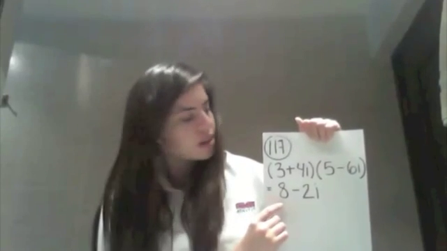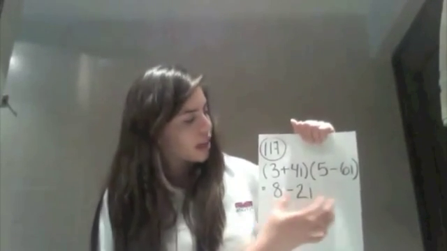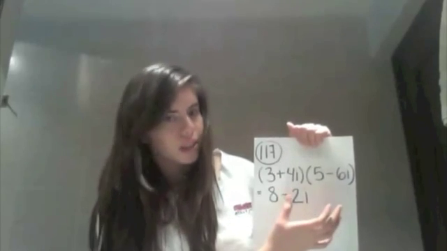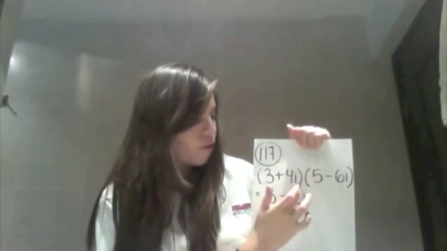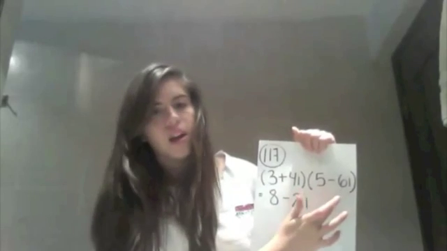The next step is that you need to add the second terms of each parenthesis, which are 4i minus 6i, which is going to give you 2i. And that is your final answer.